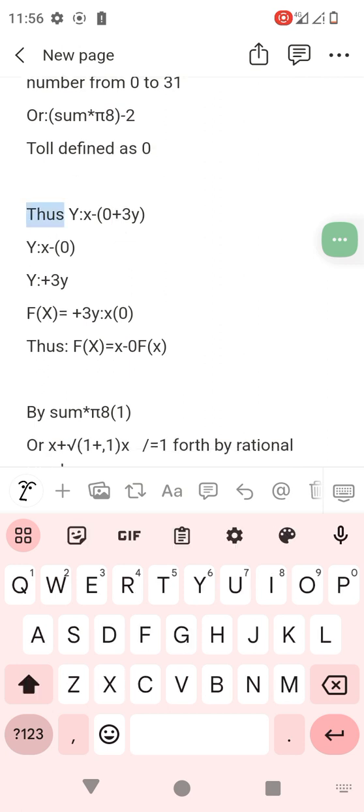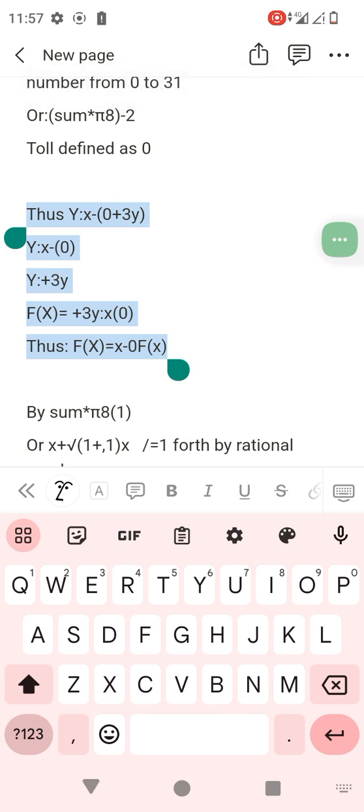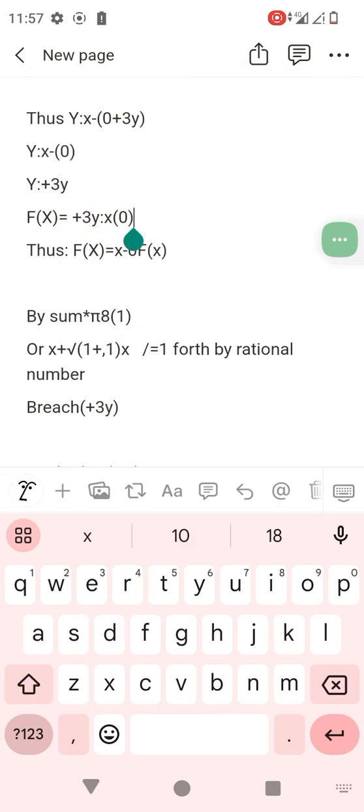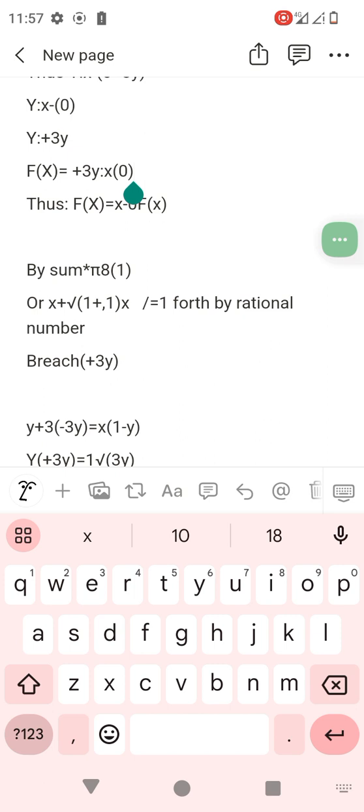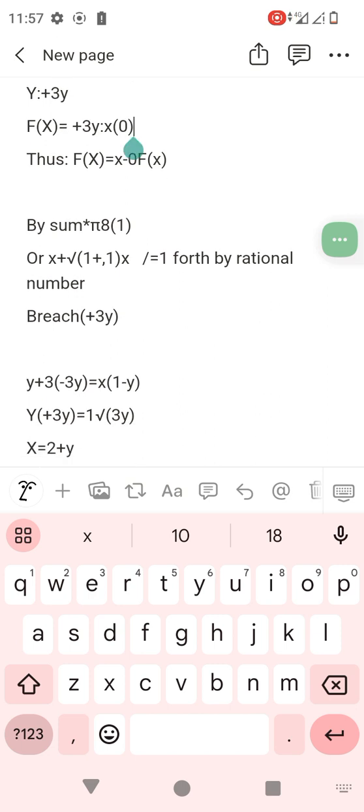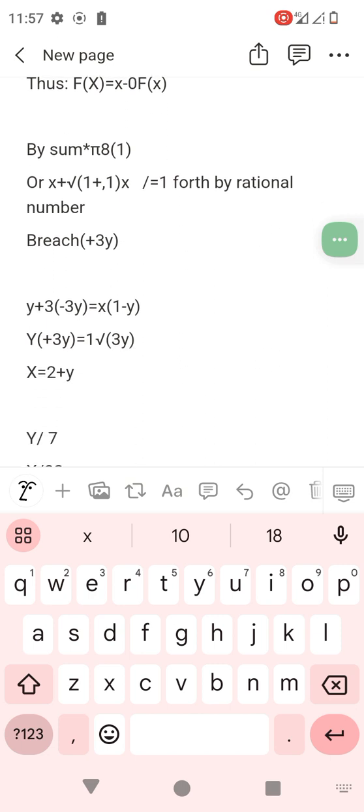as the guiding of the equation by sum times pi 8 1 or x plus root 1 plus 1 x by 1 fourth breached, or better breach by 3y.